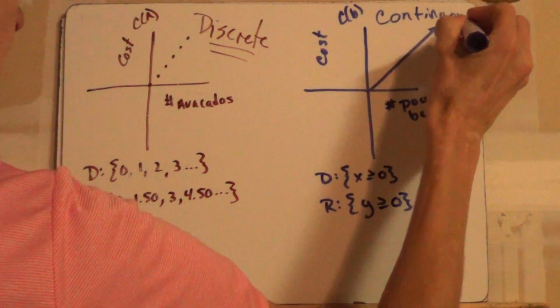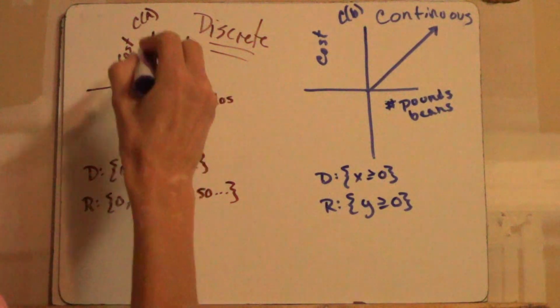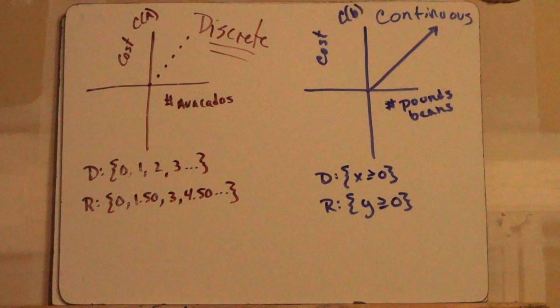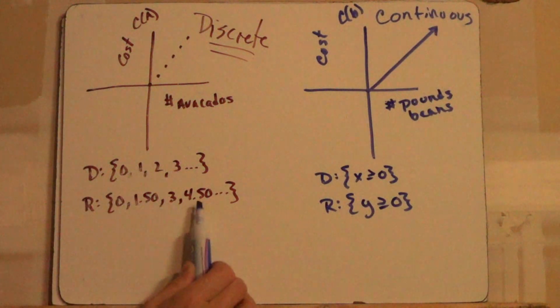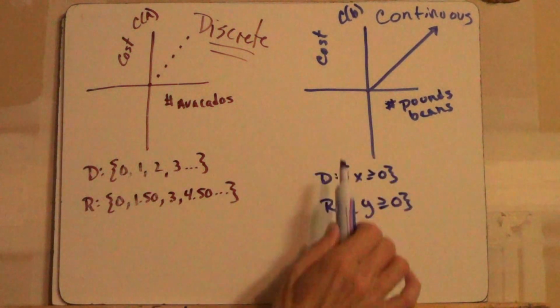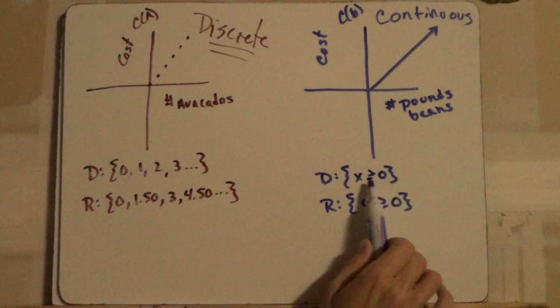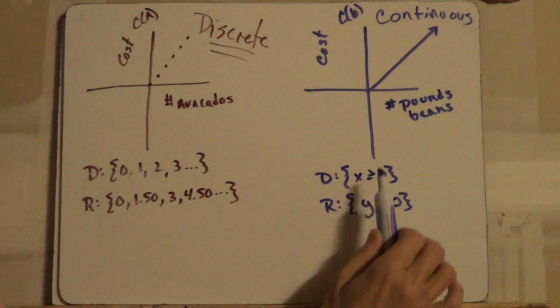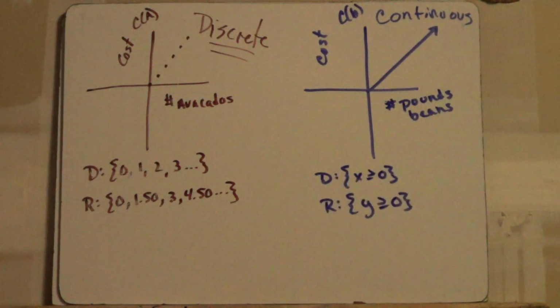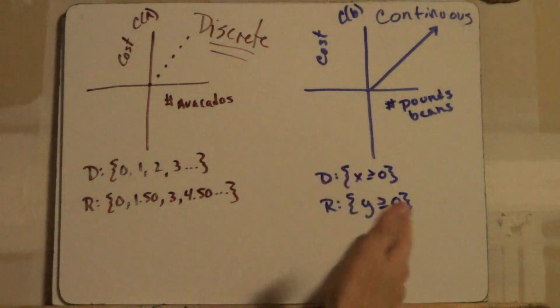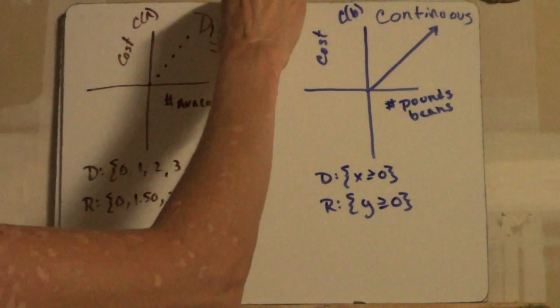Continuous is drawn with a line, a connected line. Discrete is individual points. You can also see it in your domain and range. My domain here, I have to list the points. The range, listed points. Continuous, I simply explain where the real numbers are because they could be all the real numbers within that parameter. So x can be anything greater than 0 and y can be anything greater than 0.